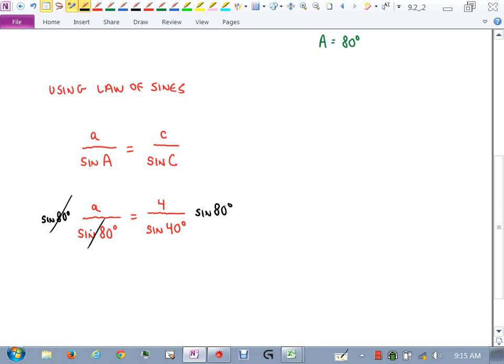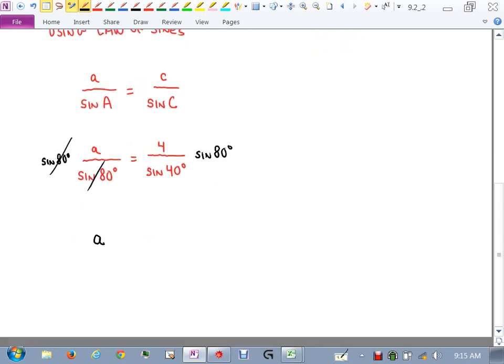They cancel on the left, and that gives me a nice equation for A. A equals 4 times sine 80 over sine 40. You get the idea here?